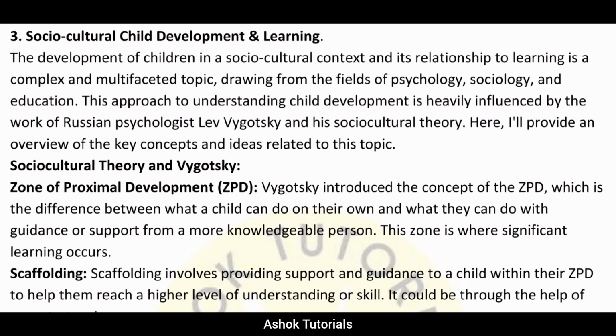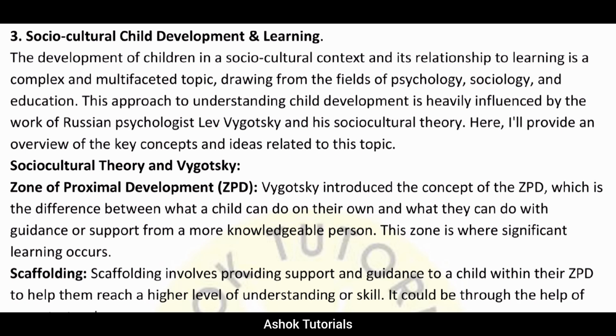Alright, so here, Leo Vygotsky is a very important person in child development and pedagogy. He is known as a social constructivist. So remember that term. Here, the development of children in a socio-cultural context and its relationship to learning is a complex process and it is a multi-phase process, referring to different fields of psychology, sociology, and education.